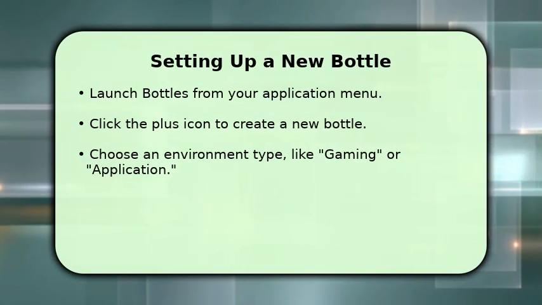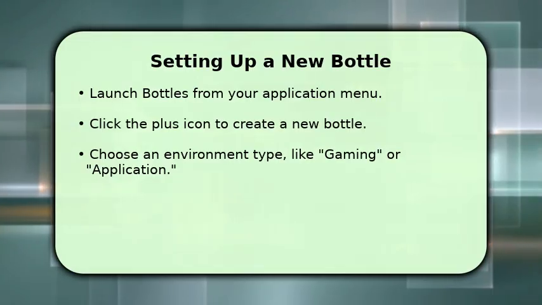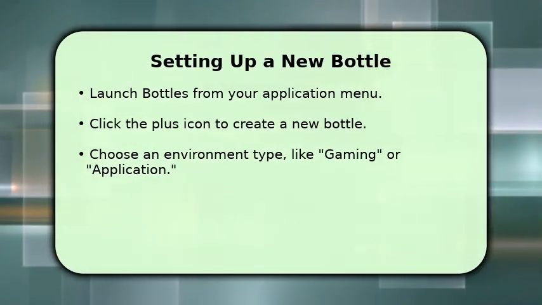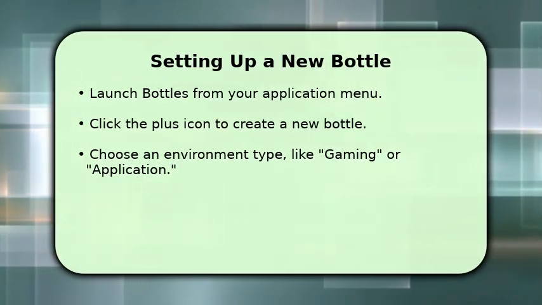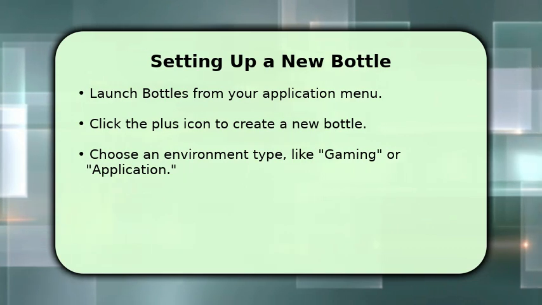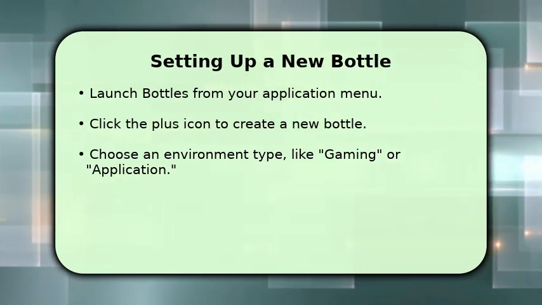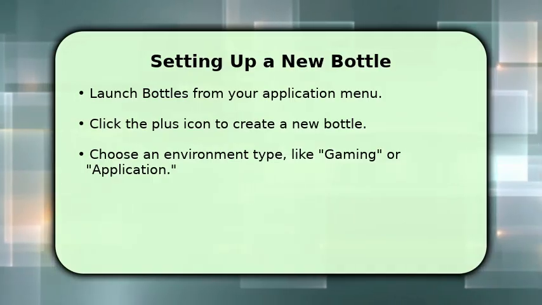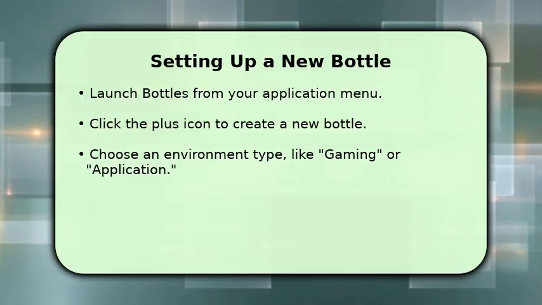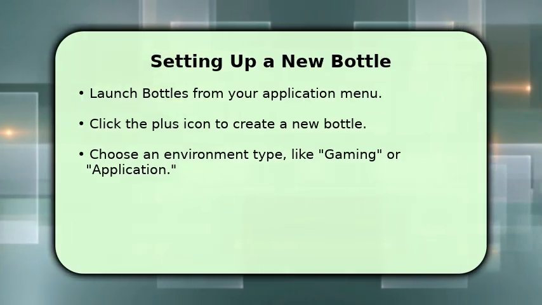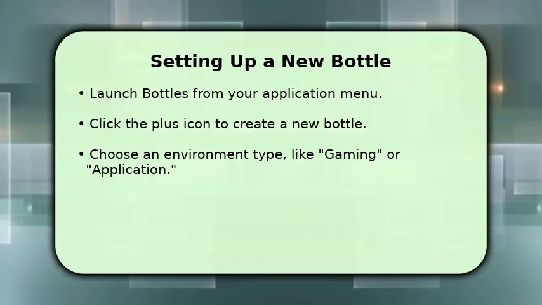Once Bottles is installed, launch it from your Applications menu. You'll see a clean interface. To get started, click the large plus icon to create a new bottle. Bottles will then ask you to choose an environment type, such as gaming or application, which optimizes settings for your software. Give your new bottle a descriptive name, then click Create to finalize it.